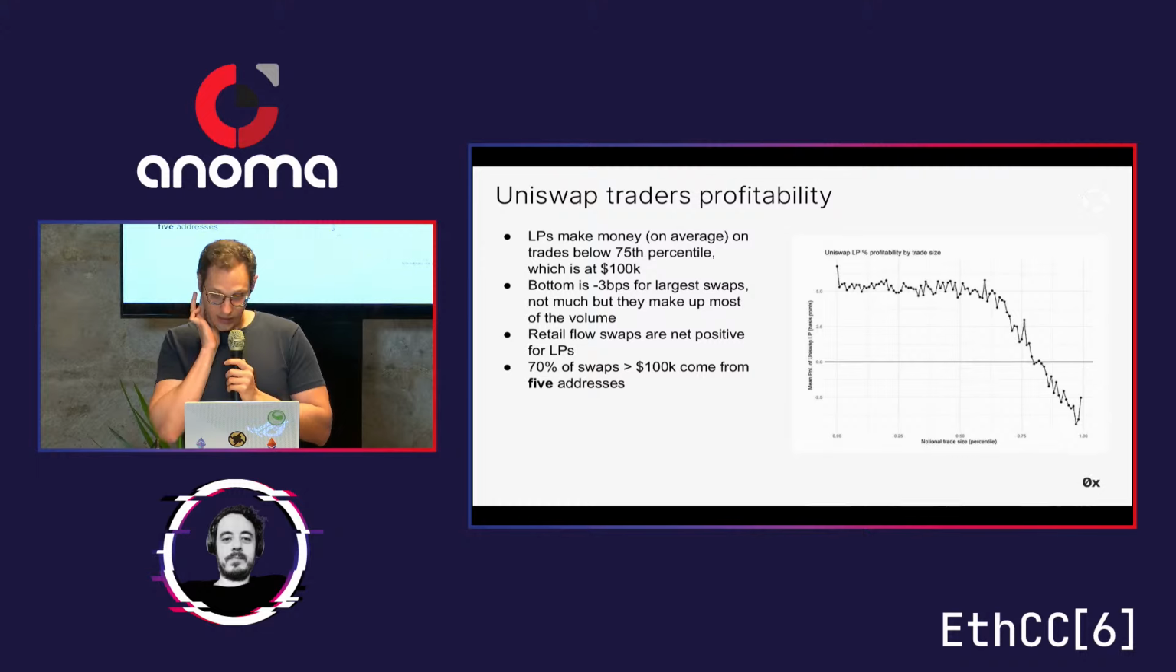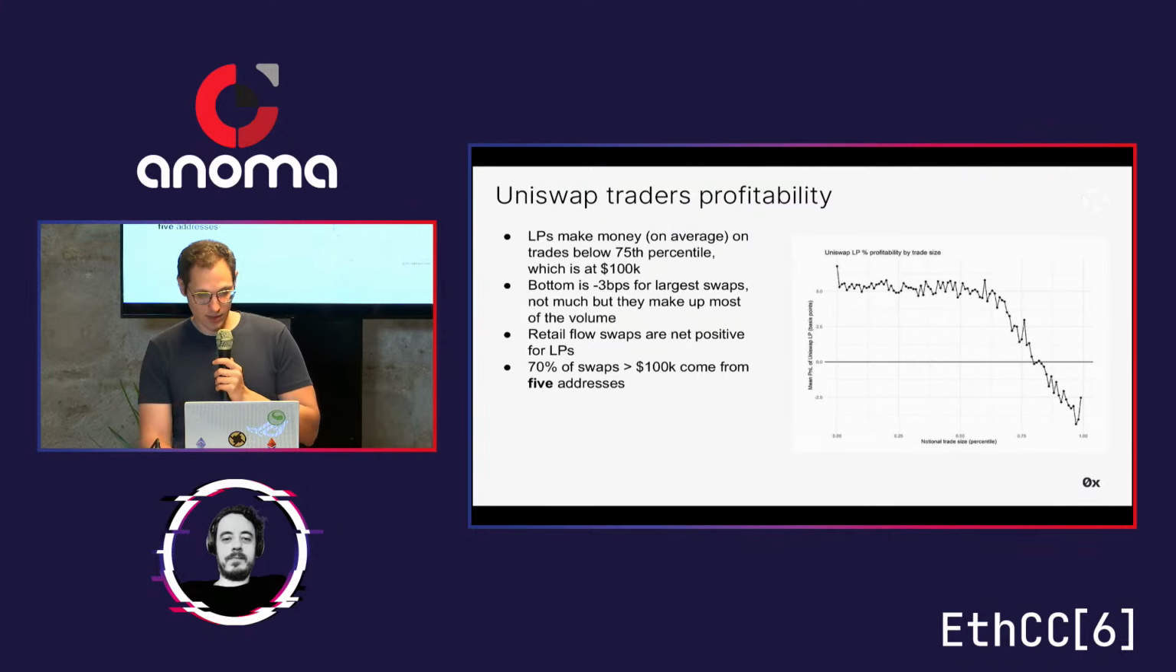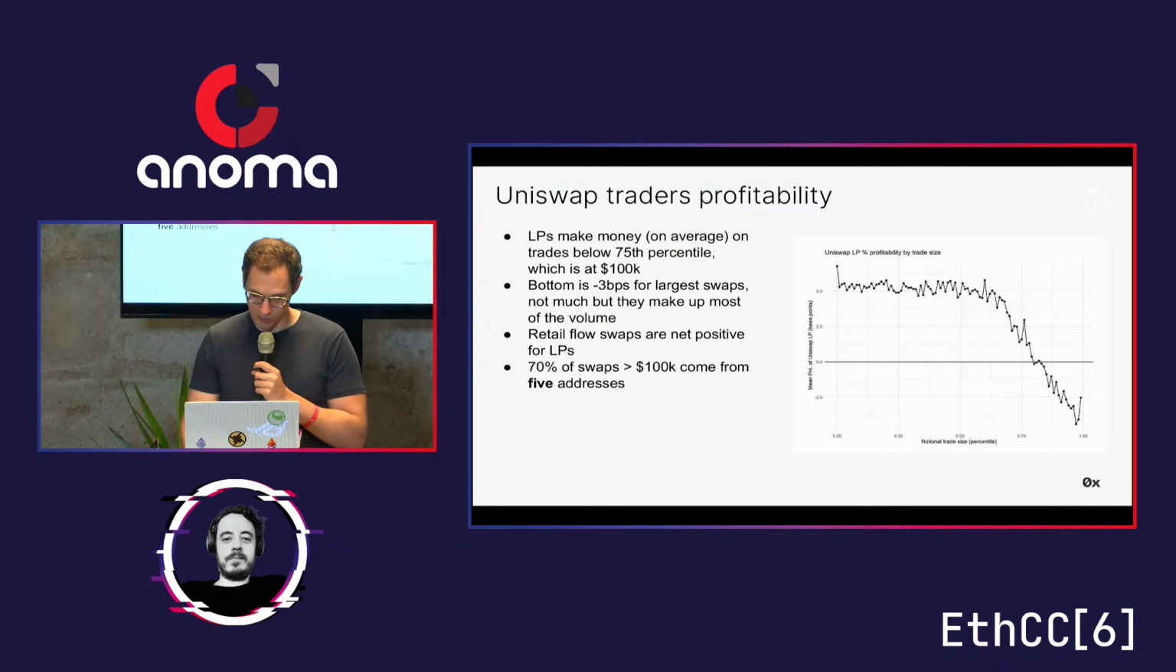And this is another very interesting chart, and it shows how profitable the trades are if you bucket them by size. And you can see that LPs make money on average on trades below the 75th percentile, which is around $100,000. So on average, if someone trades less than $100,000 on Uniswap, it's a good trade for the LPs. The least profitable trades are at minus 3 basis points, and this is for the larger swaps. You may think it's not much, but they make the most volume. And this actually contradicts a bit what I just said, that the large trades are the most profitable for the LPs, and we'll see why.